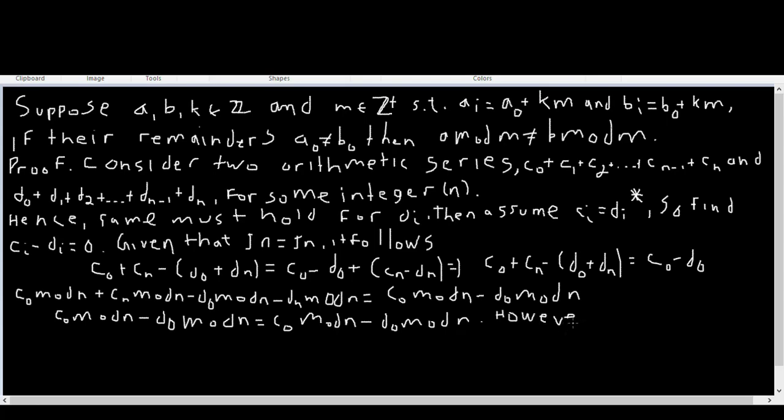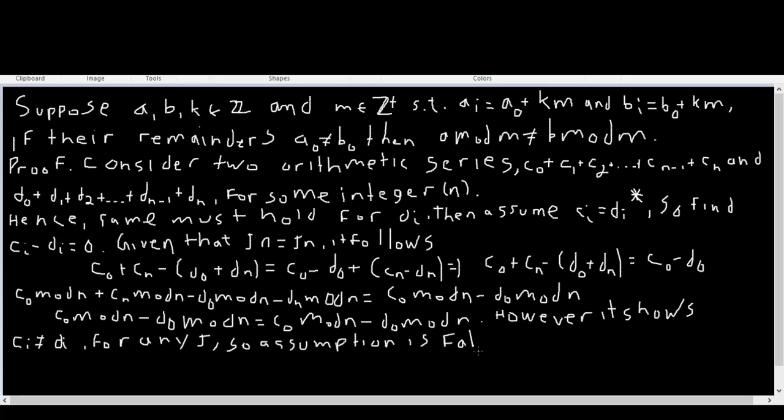If we take mod n of the remaining 6 terms, we get the following equation, and then all the n terms get canceled, which just leaves c sub 0 mod n minus d sub 0 mod n equals c sub 0, well, it's just the same term, just the same expression, but it shows c sub i can't equal d sub i for any j.